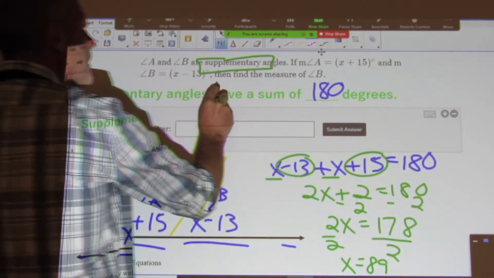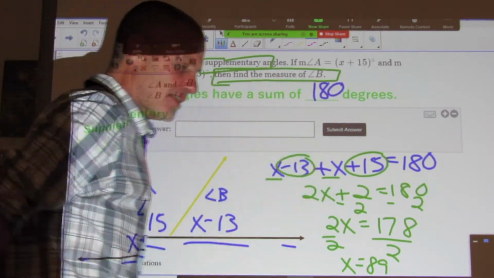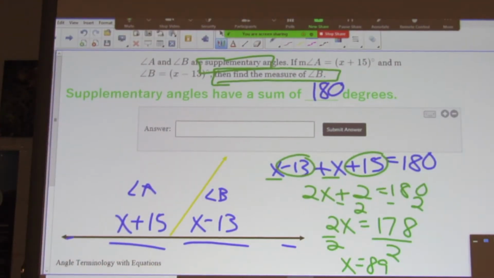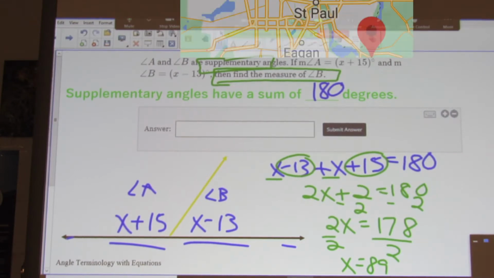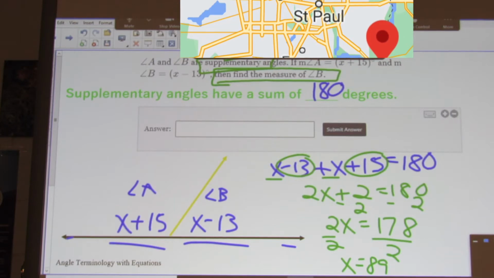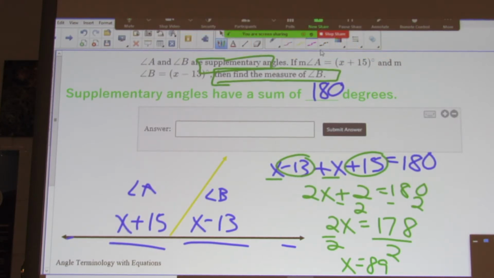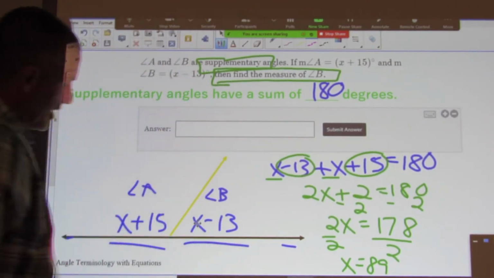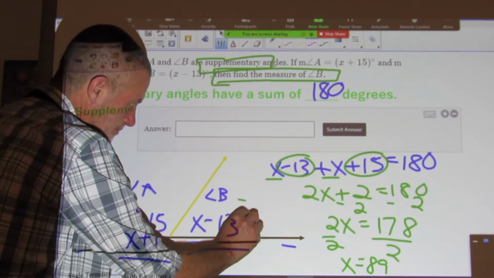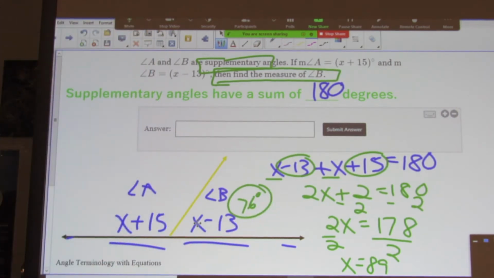So they want the measure of angle B. Now, in any standardized test that I've ever seen in my career, they always make choice A 89. I'm not saying choice A is always wrong, but 89 will be a choice on the test every single time, and that's not the right answer. We solved for x. They want the measure of angle B, so I have to put 89 in for x right here. And 89 minus 13 is going to give me what? 76? So the measure of that angle is 76 degrees.